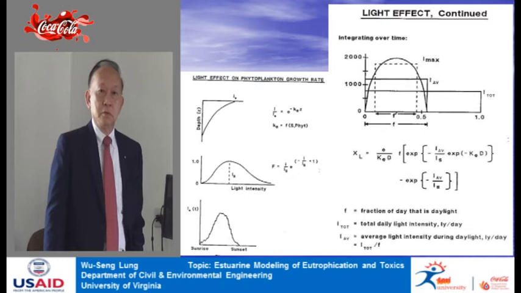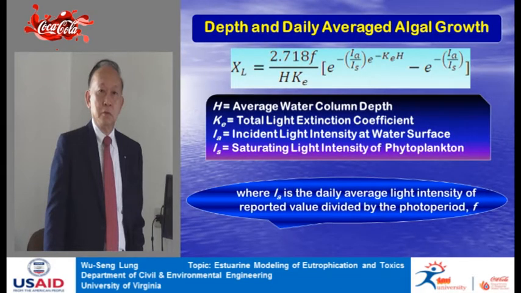Depth effect, optimal light effect, and temperature at 24 hours effect. We end up with this expression. This is the exponent. That is surface light average. That is surface light. What is surface light average?